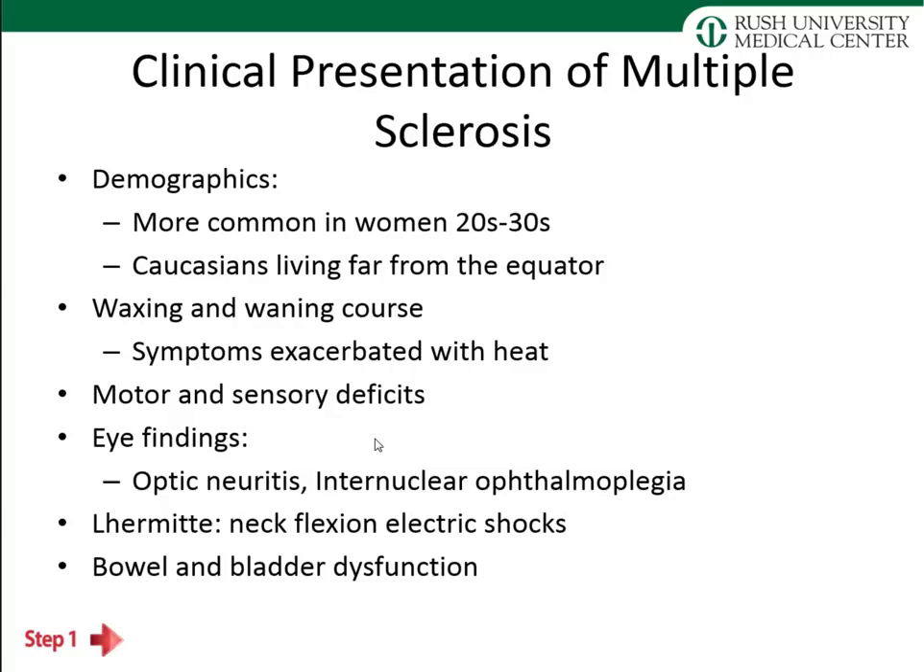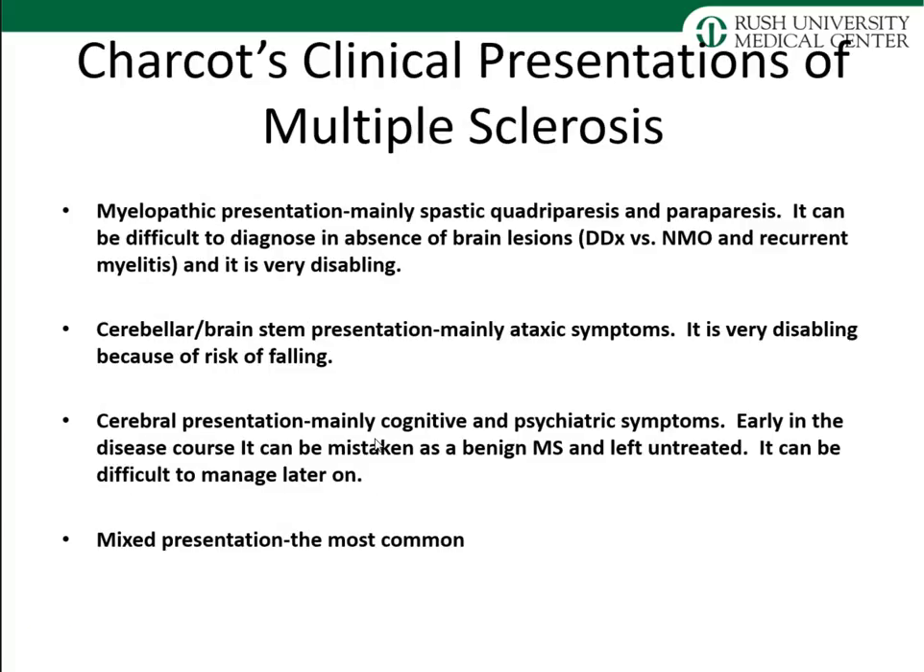Lhermitte's sign is a sign typically described in patients with multiple sclerosis, and it occurs when patients have a lesion in the spinal cord. The sign is that when the patient flexes their neck, they will notice electric shocks that go down their back. And again, this localizes to a lesion in the cervical cord. These patients will also have problems with bowel and bladder dysfunction.